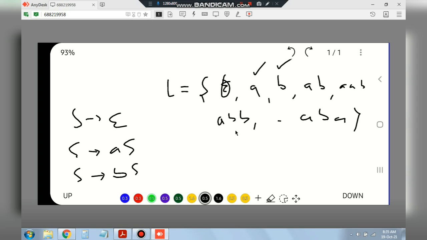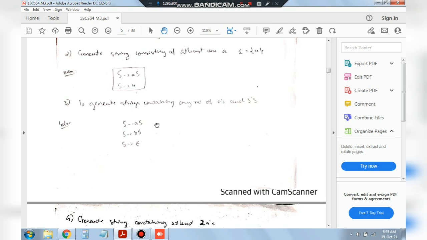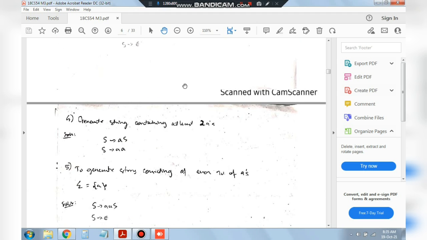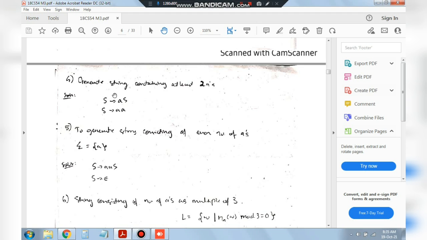And this is the answer for the third question, which is to generate a string consisting of n number of A's and B's. Okay, these 3 lines you have to write down. Okay. And moving on, we have the fourth question.